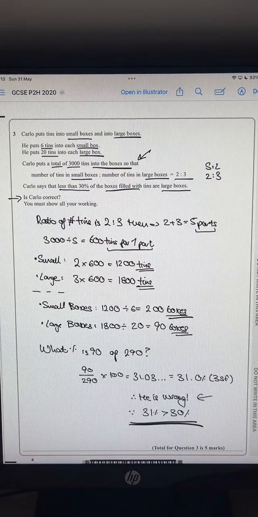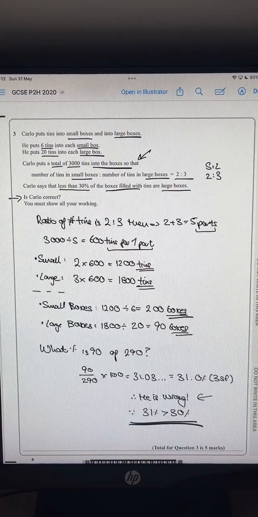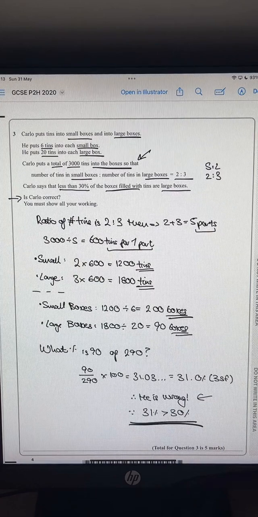Find what your end goal is. Like we've established, we need to find the number of boxes and see how many are large from the get-go. And then just work your way towards it. See the information given, no worries, and then just work your way towards the goal.